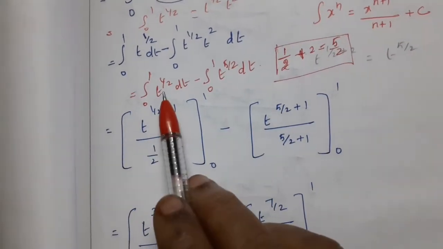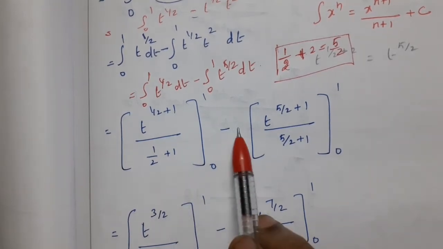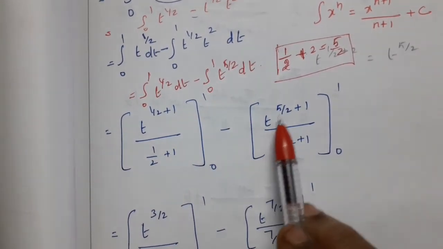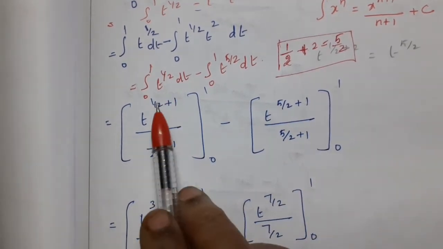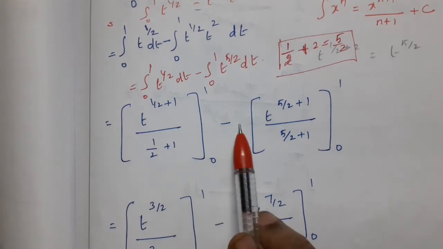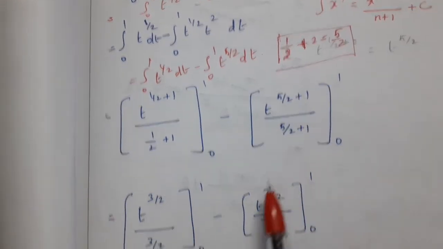Therefore, here we rewrite t power 1 by 2 as t power 1 by 2 plus 1 by 1 by 2 plus 1, minus t power 5 by 2 is what? t power 5 by 2 plus 1 by 5 by 2 plus 1. Here t power 1 by 2 is t power 1 by 2 plus 1 by 1 by 2 plus 1, minus similarly t power 5 by 2 is t power 5 by 2 plus 1 by 5 by 2 plus 1.